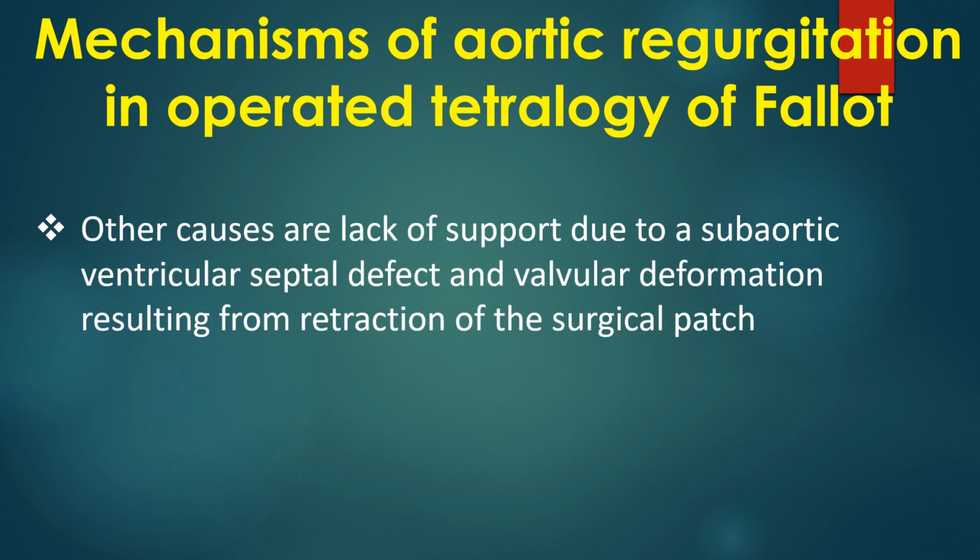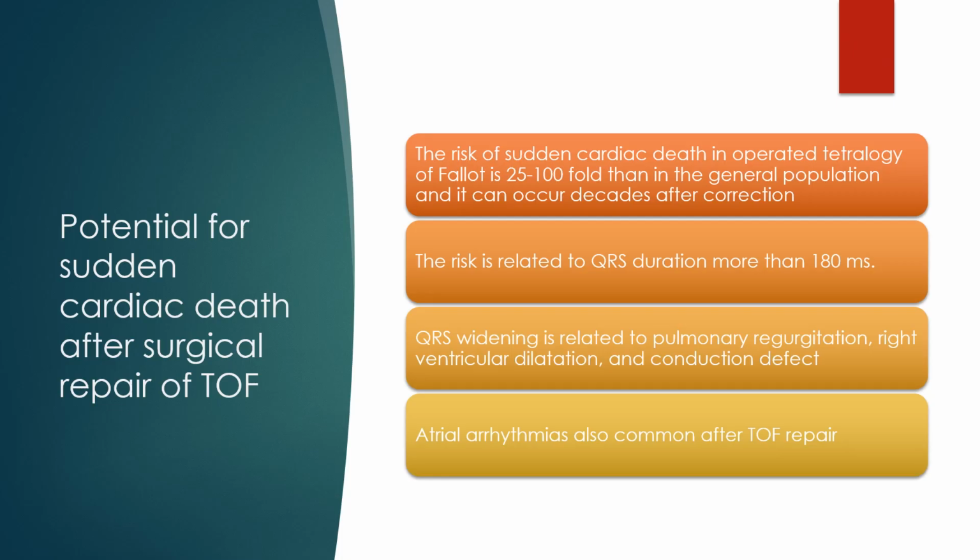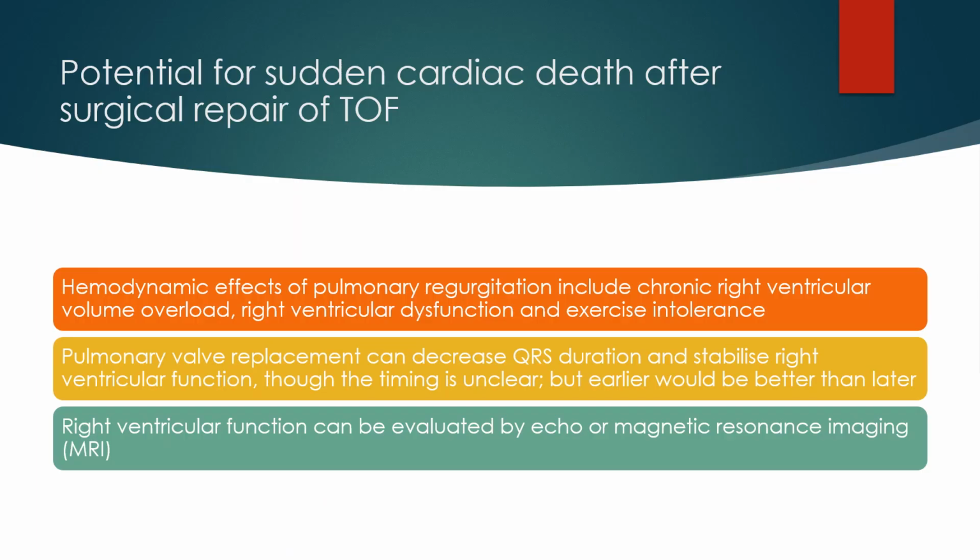The risk of sudden cardiac death in operated Tetralogy of Fallot is 25 to 100-fold higher than in the general population, and it can occur decades after correction. The risk is related to QRS duration more than 180 milliseconds. QRS widening is related to pulmonary regurgitation, right ventricular dilatation, and conduction defect. Atrial arrhythmias are also common after TOF repair.